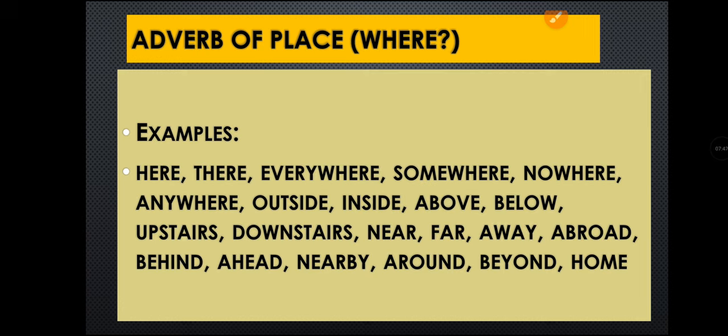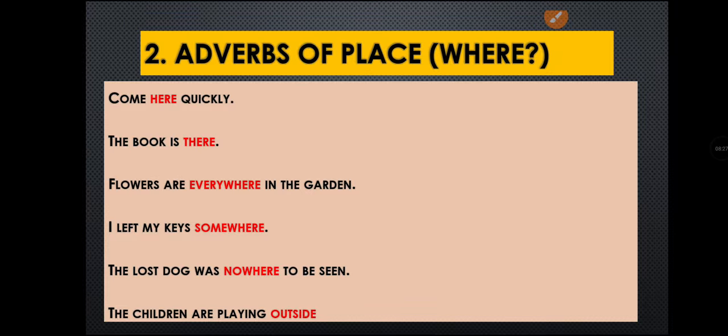Let us see now. Here, there, everywhere, somewhere, nowhere, anywhere, outside, inside, above, below, upstairs, downstairs, near, far, away, abroad, behind, ahead, nearby, around, beyond, home. My dear students, these all are adverbs. They tell us about place. So these all are adverb of place words because they give the answer of where a particular action has happened. Let's have a few more examples here in the form of sentences.